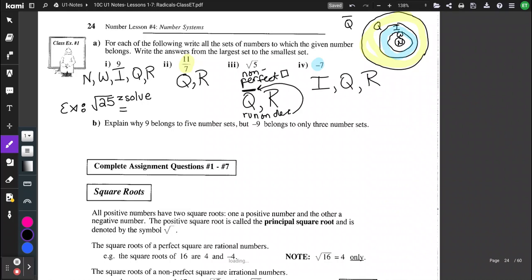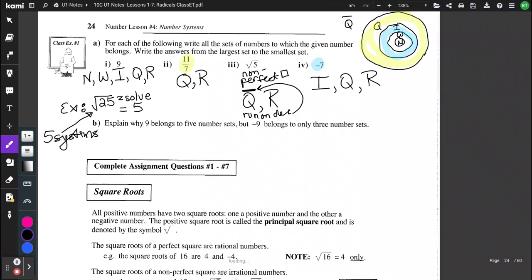And when I solve it, it becomes the digit 5. So the digit 5 is going to be like the digit 9. It's going to fit into everything except for the irrationals. Okay, because only non-perfect squares or run-on decimals go there. Okay, so that's an example. So this guy here, he would fit into 5 systems.